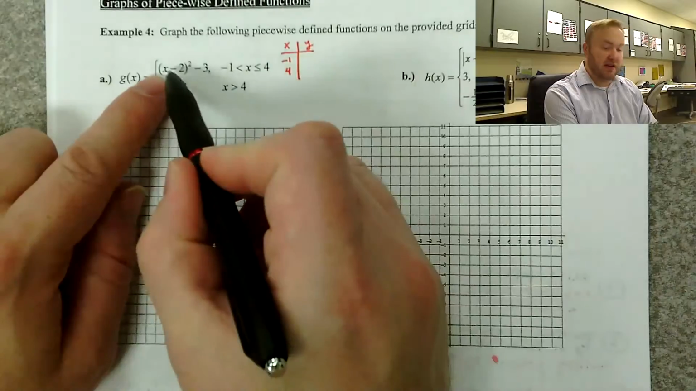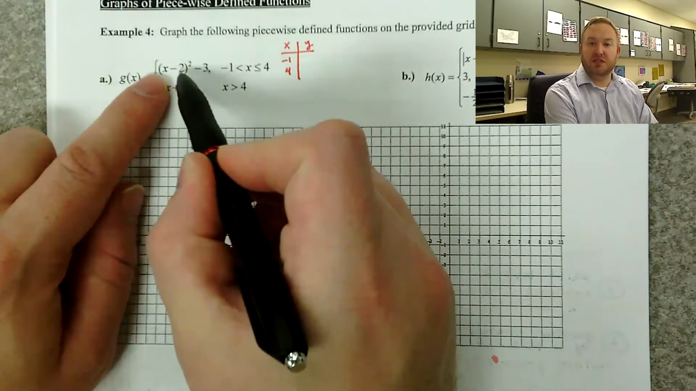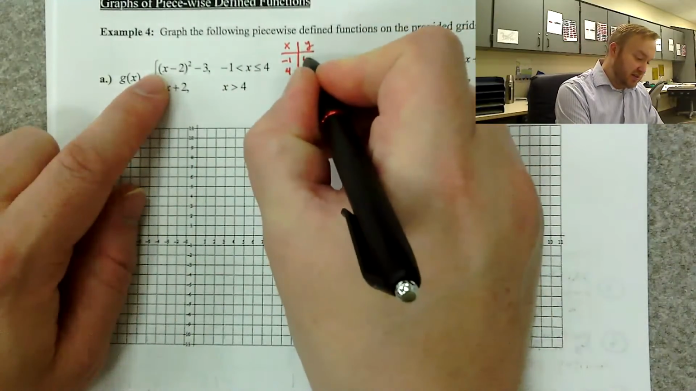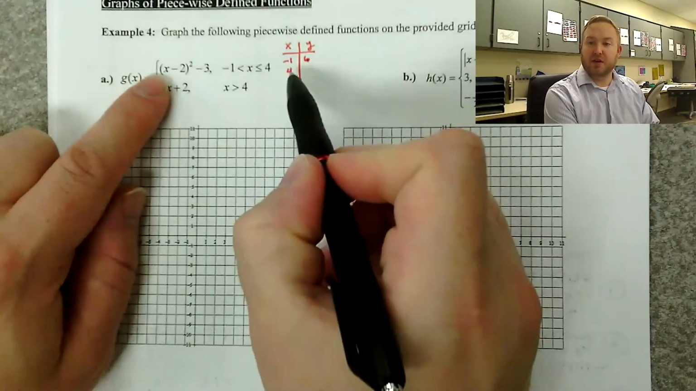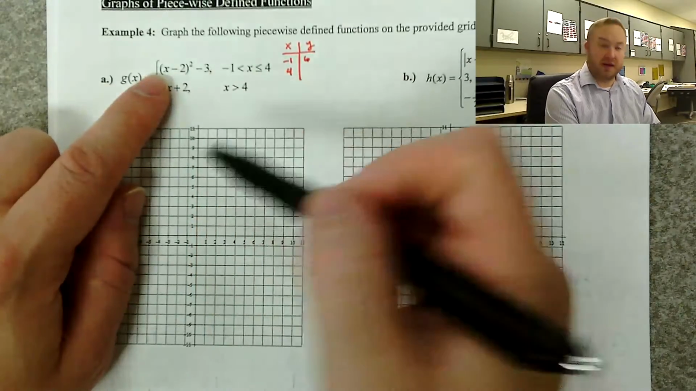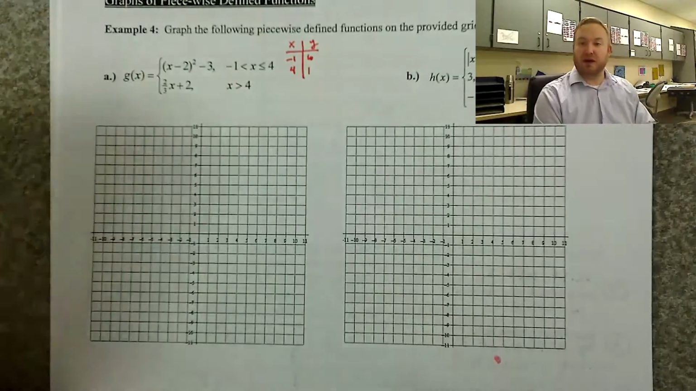So if x is -1, -1 minus 2 is -3. Square that, you get 9. 9 minus 3 is 6. I have a y value of 6. Now I'm going to do the 4. 4 minus 2 is 2. 2 squared is 4. 4 minus 3 is 1. And I'm going to have a point at 4, 1.